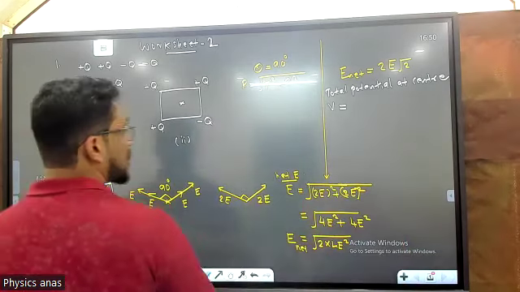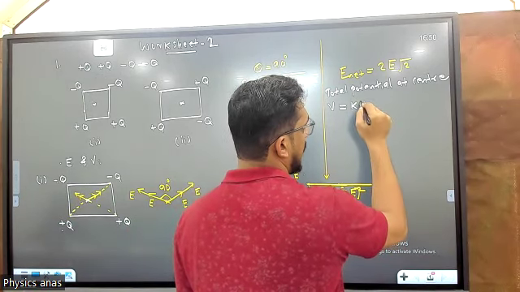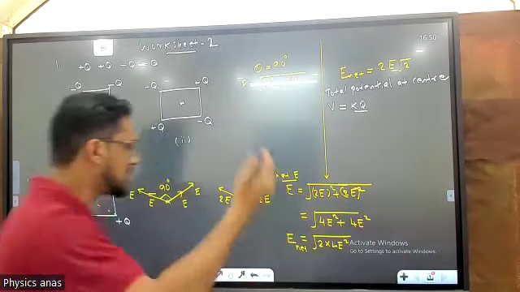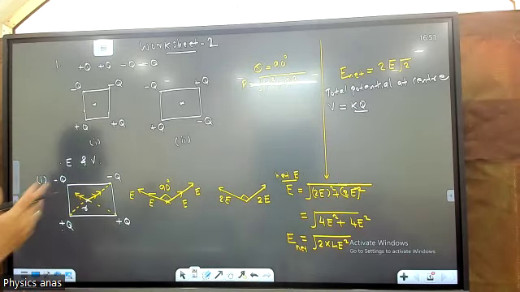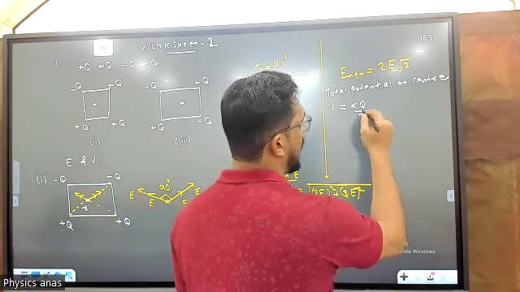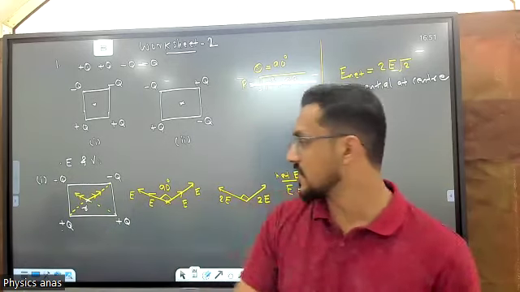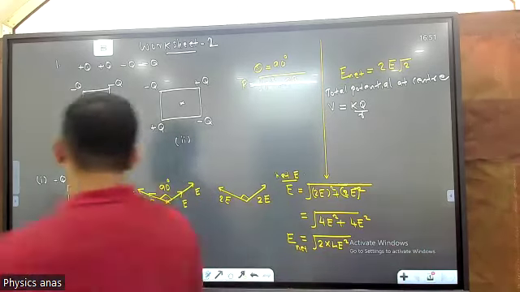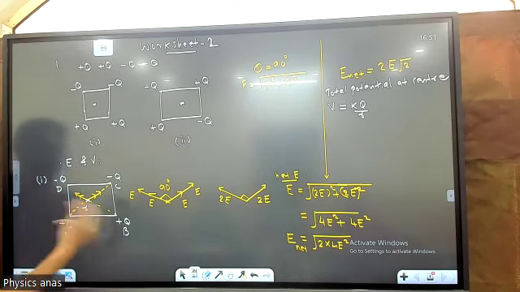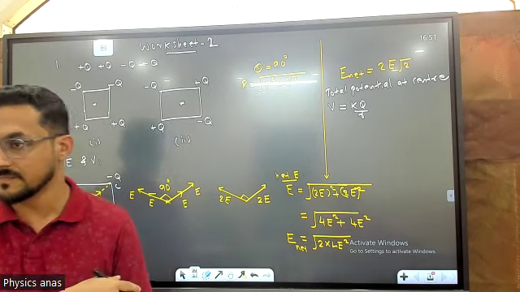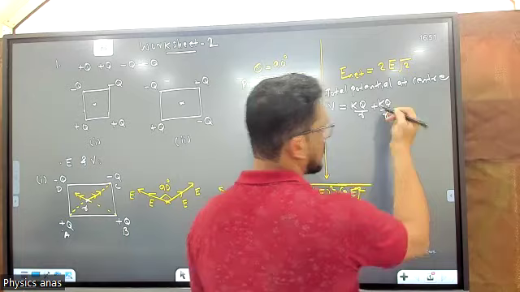So the potential due to plus Q will be what? 1 by 4 pi epsilon naught is K, right? K Q by R. Just take this distance as R. Then K Q by R is the potential due to plus Q. Now what is the potential due to this plus Q? I will give names here: A, B, C, D. Then what is the potential due to another plus Q? Plus K Q by R, right?